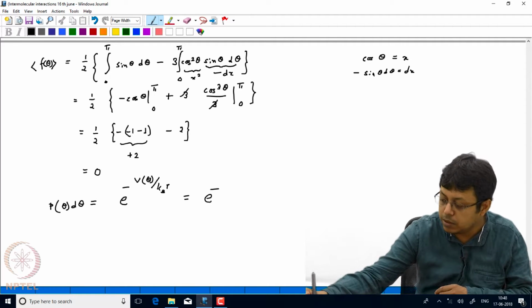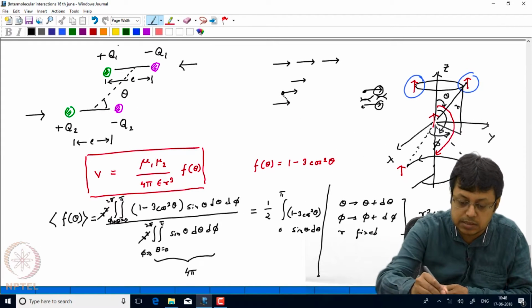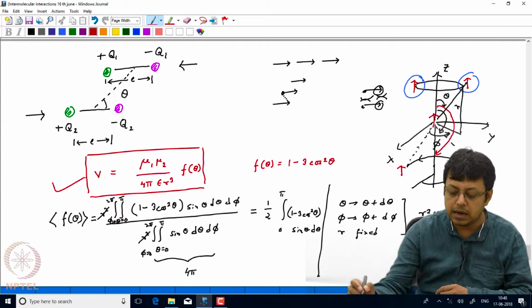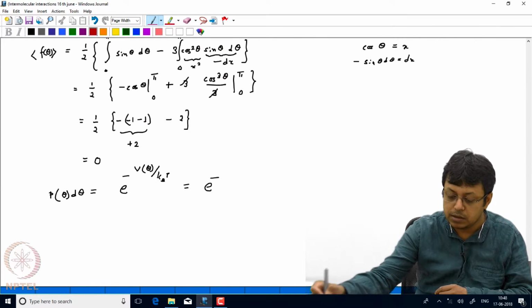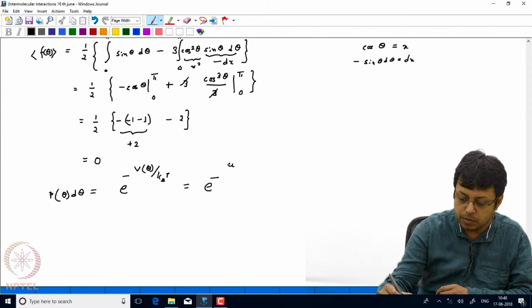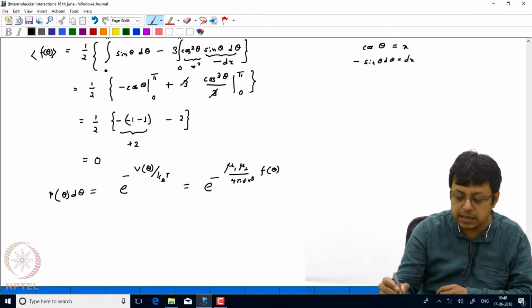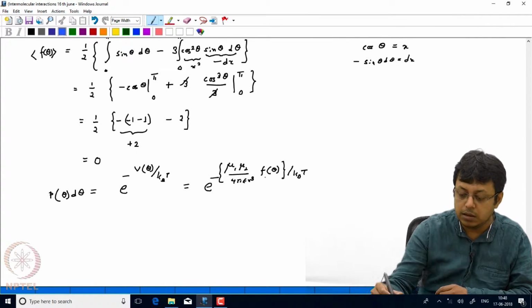And what is the interaction potential? We already discussed it. What is the general form of this interaction potential? This is the general form: I have mu1 mu2 by 4 pi epsilon r cubed into f of theta. Now, you see that all the theta dependence in E, which of course will be divided by kBT, is coming from this term f of theta.